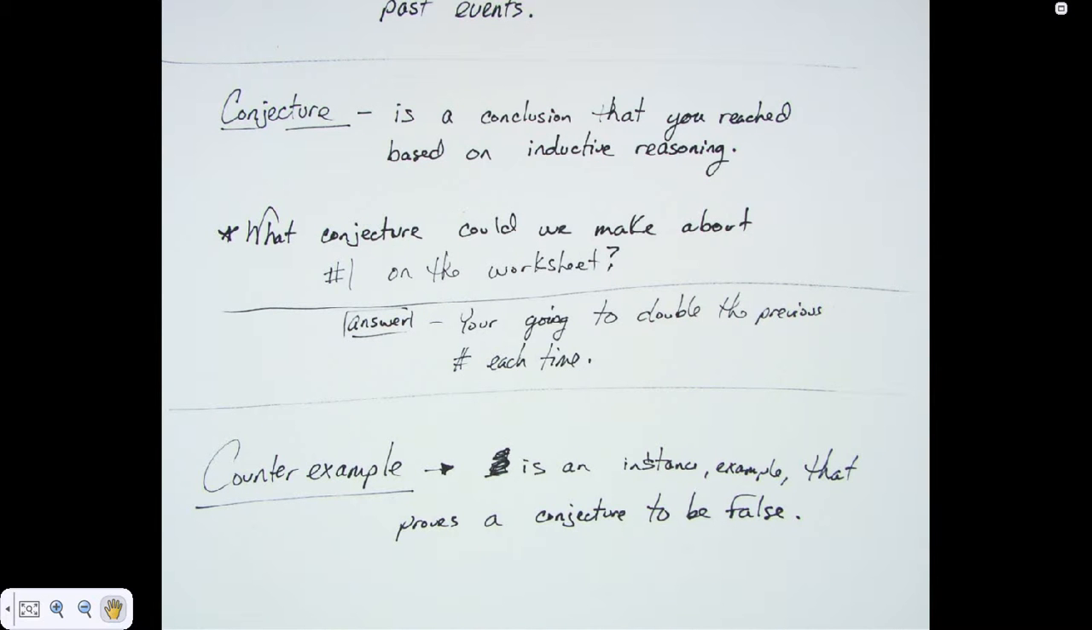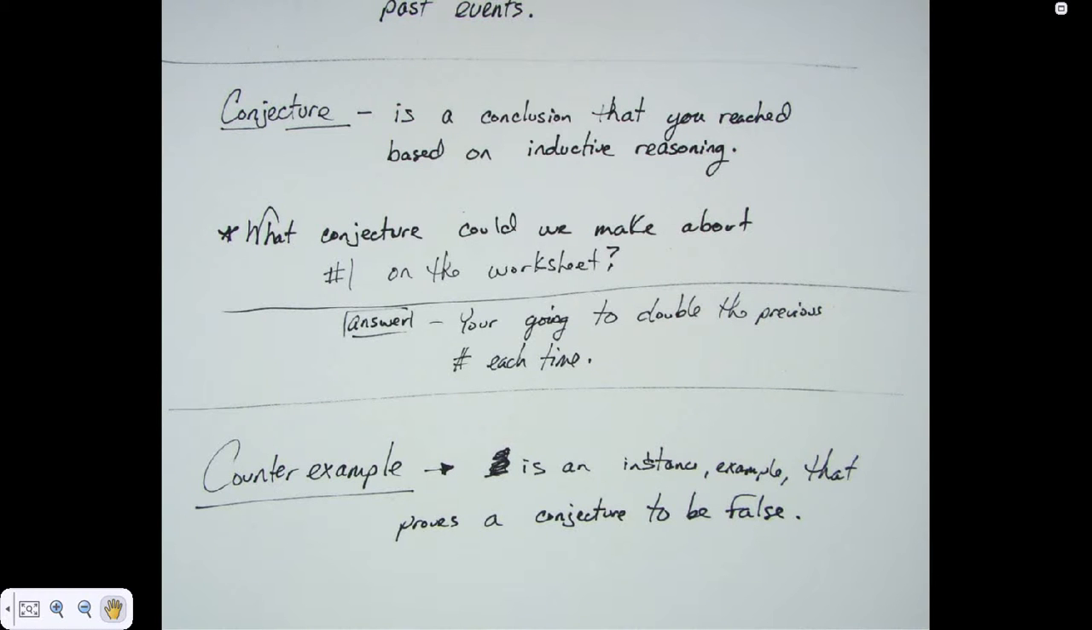Like Miss McKella's always nice. Yeah, I'm being nice to her, but see, you can't find a counterexample to that. She's never not been nice to any of you. Give it a couple days. You'll have a counterexample.